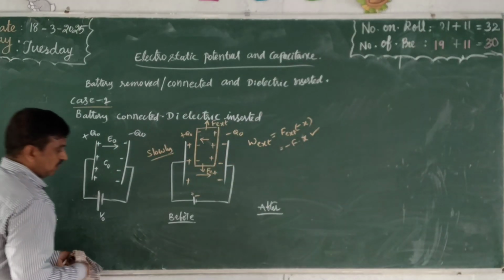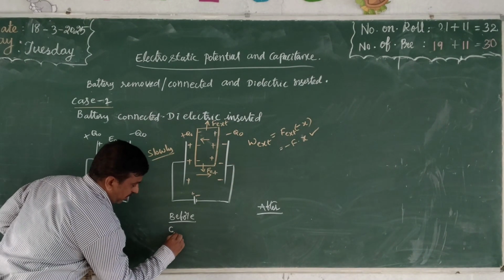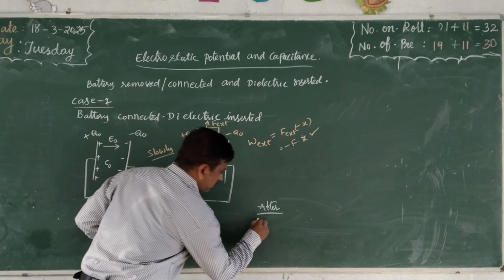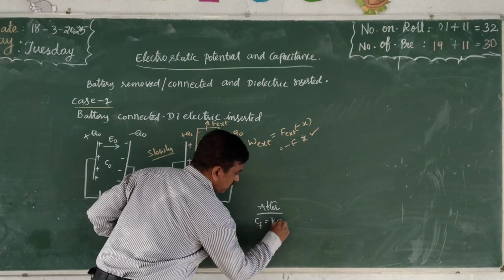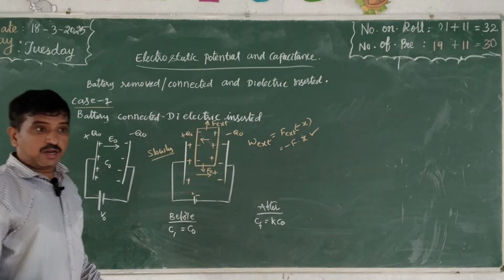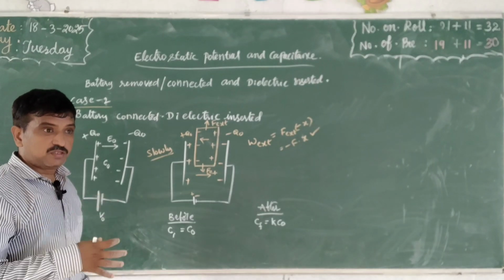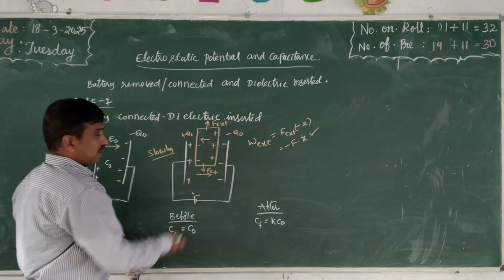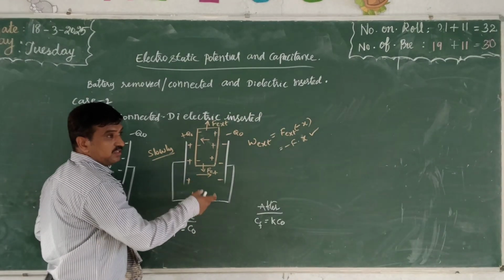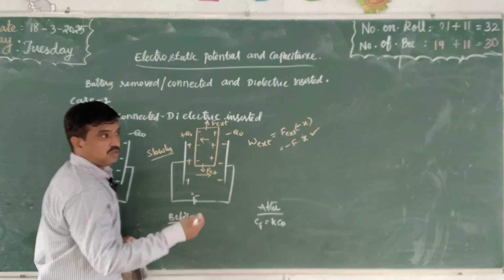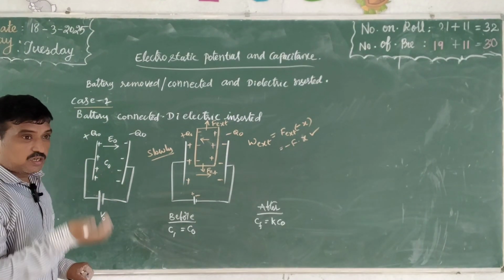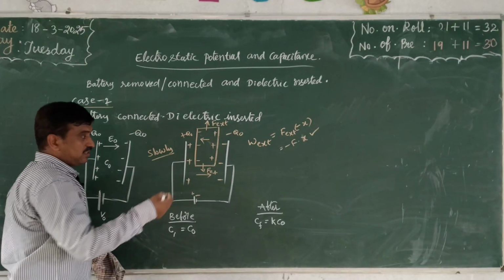See here, initial capacitance is C naught. Final capacitance, we know, is K C naught. Why? Because when a dielectric is inserted between the plates, the capacitance definitely increases K times. The dielectric makes the capacitance increase K times. When a dielectric is inserted, capacitance automatically increases K times. That is the main concept.